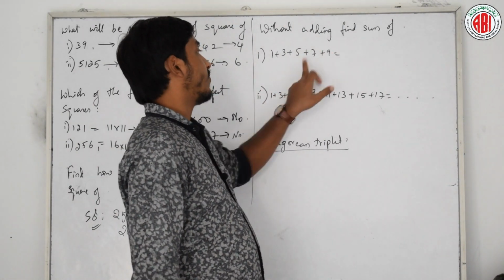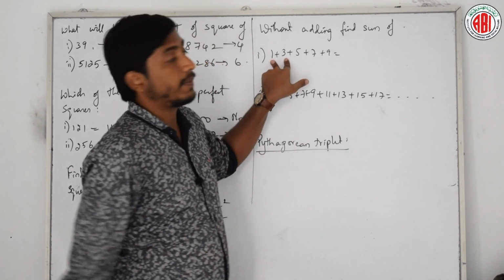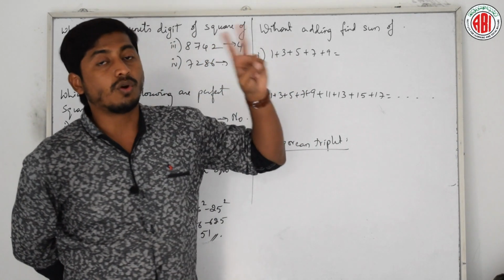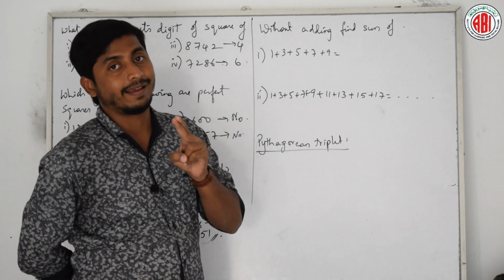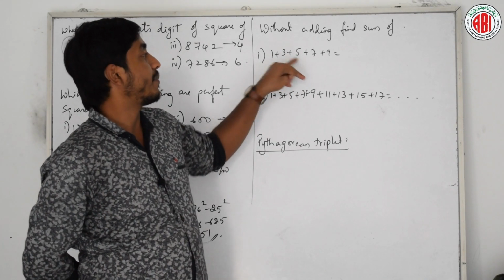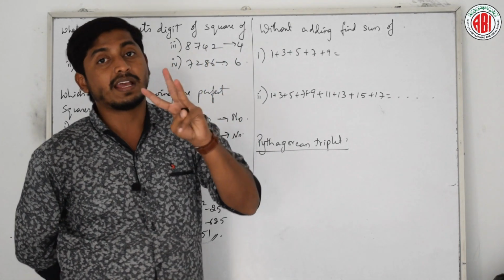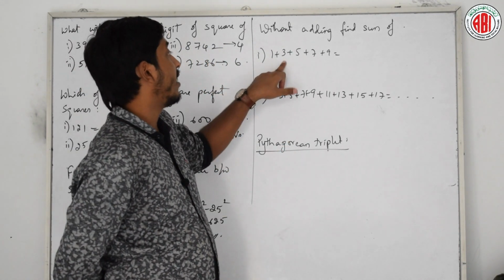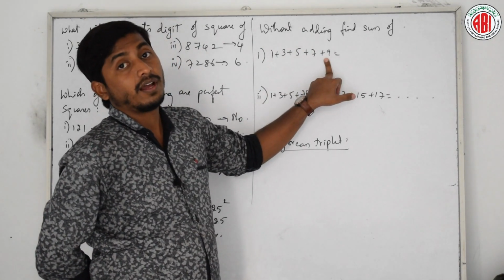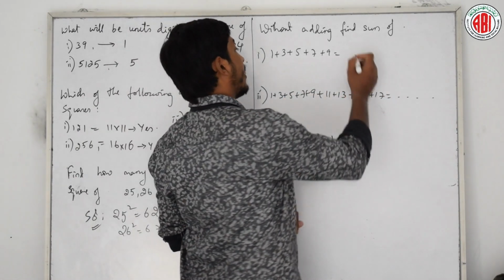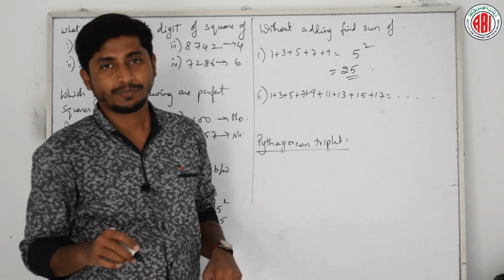Look at the next question. Without adding, he is asking us to find the sum of this. Now tell me, let us add these two. 1 plus 3, 4. There are two odd numbers. Sum of two odd numbers, that is 2 square. Let us add 5. 1 plus 3 plus 5, 4, 5, 9. 1, 3, 5, 3 numbers. 3 square, 9. Now similarly 1, 2, 3, 4, 5. 5 numbers, the sum of odd numbers is nothing but 5 square, which is 25. Is it not easy? Yes?